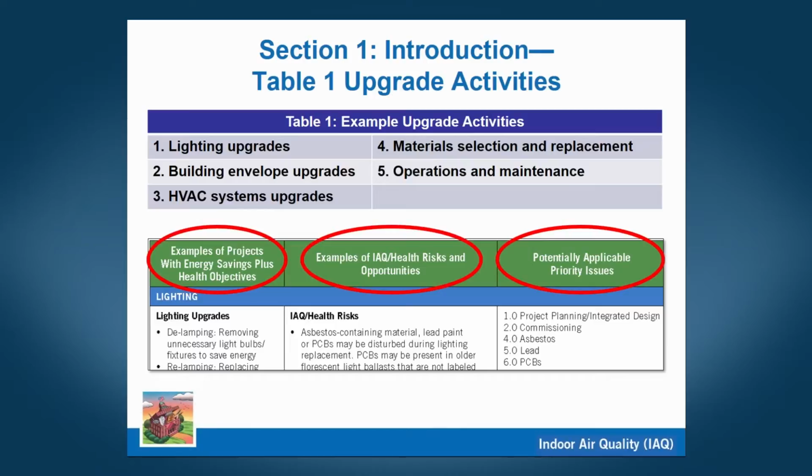The snapshot below shows a picture of the Table 1. It will show you 3 columns as you see on the screen. So basically, depending on the retrofit type that you're going after, the first column will tell you about the retrofit type. Second column will give you information about potential indoor environmental quality and health risks. And column 3, the last column on the right-hand side, will tell you which priority issues should be or could be applicable to your specific project.